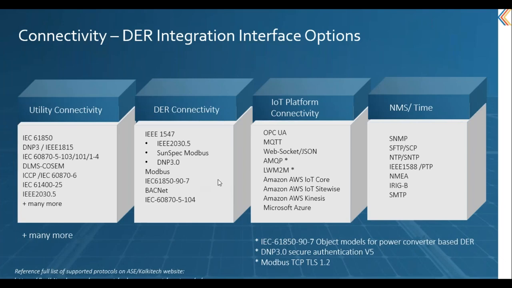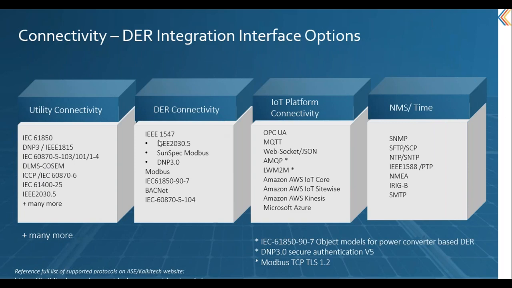About the connectivity interfaces with the field, southbound as well as northbound. These are the utility connectivity interfaces: you can connect over IEC 60870-5-104, DNP3, IEC 61850, DLMS for connecting with meters, metering head-end systems, ICCP, the Inter-Control Center Protocol, to connect with SCADA systems or EMS systems, IEC 61400-25 to connect with wind farm plants, and 2030.5 for other DERs.